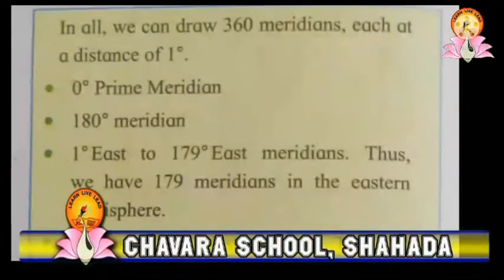We can draw 360 meridians, each at a distance of 1 degree. 0 degree prime meridian, 180 degree meridian, and 1 degree east to 179 east meridians. That means we have 179 meridians in the eastern hemisphere. Similarly, 1 degree west to 179 west meridians. That means we have a total of 179 meridians in the western hemisphere too.